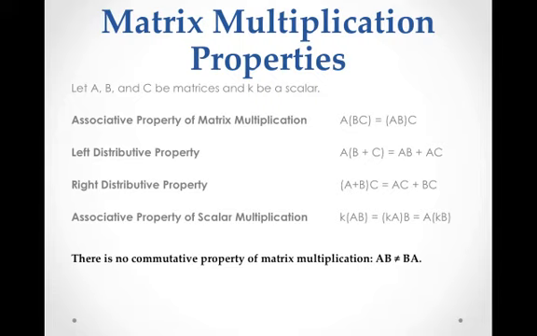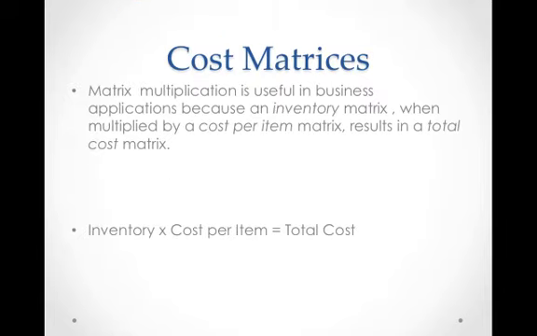Because AB means you multiply the rows of A times the columns of B. BA means you multiply the rows of B times the columns of A. So you're using different rows and different columns to get the products. So AB does not equal BA. Order matters.